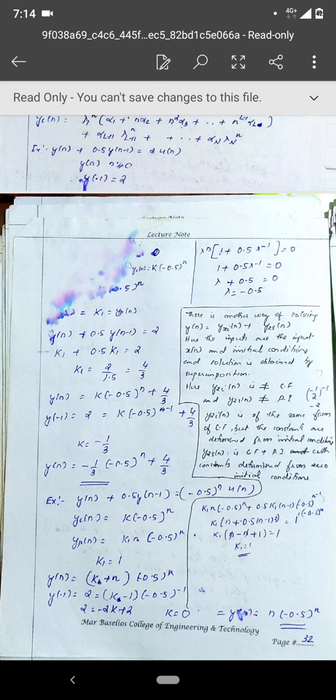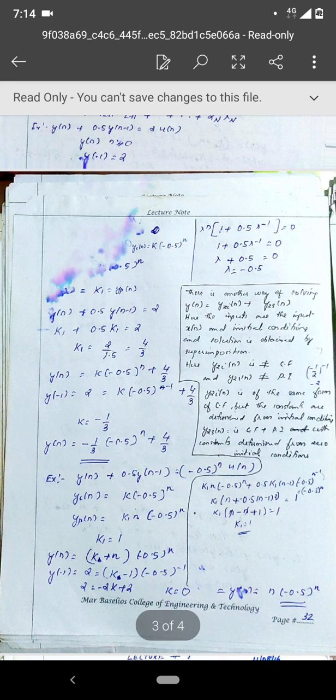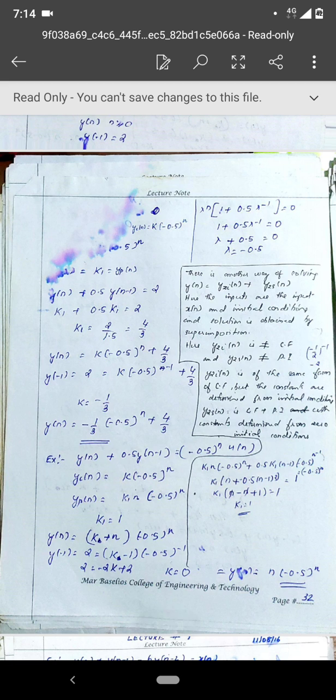You can cancel lambda raised to n. Then you multiply the whole equation by lambda. Then you get lambda plus 0.5 equal to 0. And what is lambda? Lambda is equal to minus 0.5. So since it is a first order system, the number of roots is also 1. So my root of that characteristic equation is minus 0.5. So what is the form of the complementary function? The form of the complementary function is alpha 1 into lambda 1 raised to n, alpha 2 into lambda 2 raised to n. Here we have only one root, so one constant, let us take that constant as k. So yc of n is k times minus 0.5 raised to n.